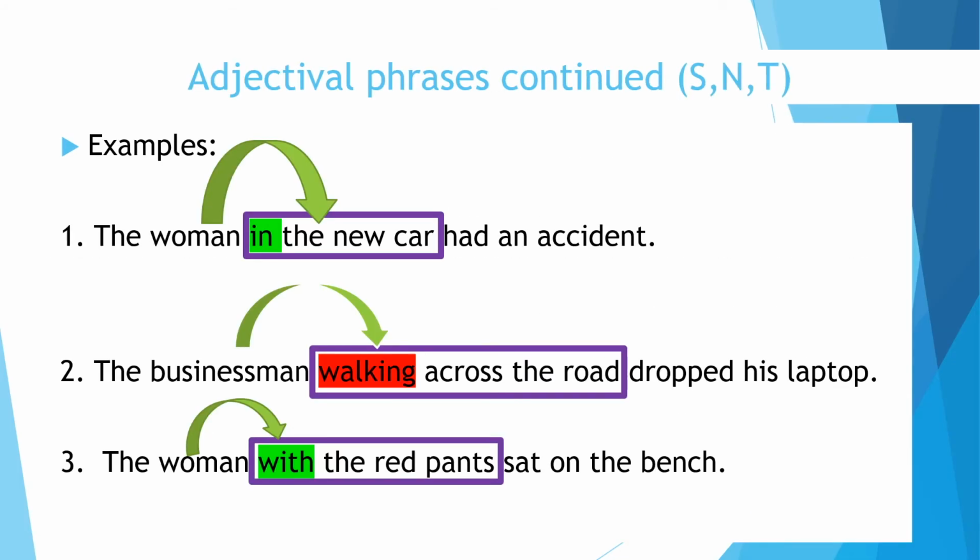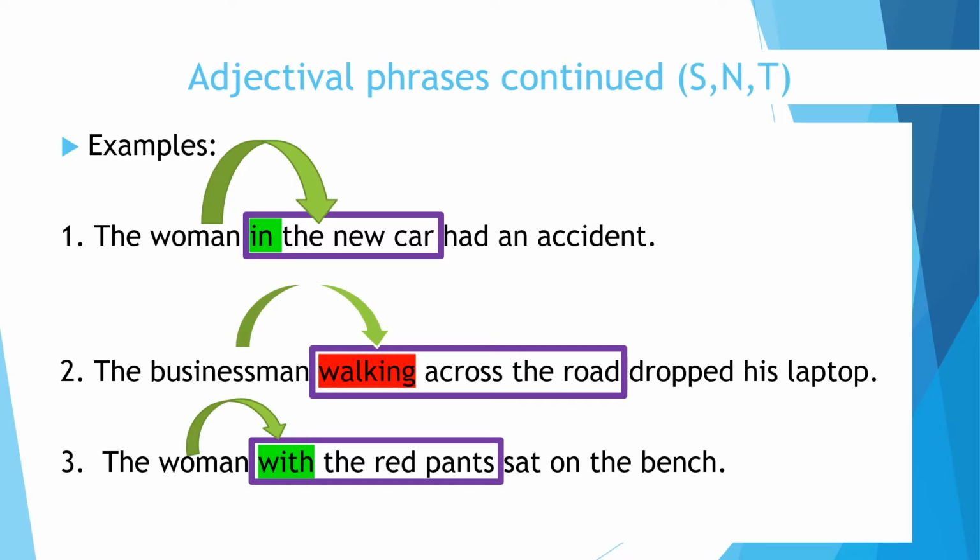Adjectival phrases continued. Now, how can we check if a sentence has an adjectival phrase? Use SNT, subject, number, tense. If the group of words does not have a finite verb, it is a phrase. If the group tells us more about the noun, then the group of words is an adjectival phrase. Let's look at some examples.